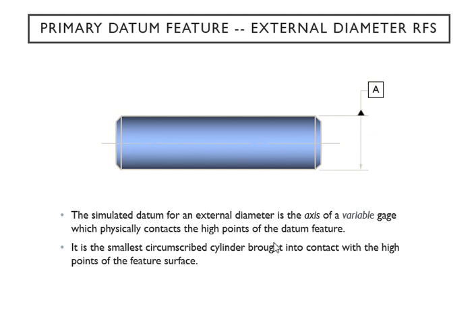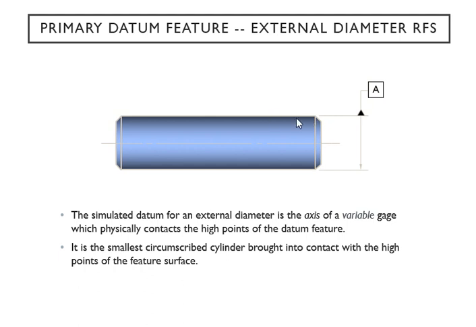So the simulated datum, your external diameter right here, and the axis of a variable gauge is going to be right here, and that's got to be in physical contact with the high points of your datum feature. If I say datum feature, you know that we're talking about this. Since we're dealing with the external counterpart, it's got to be the smallest circumscribed cylinder right in there. And that's got to be in contact with the high points of your surface feature. Your high point surface is right there.